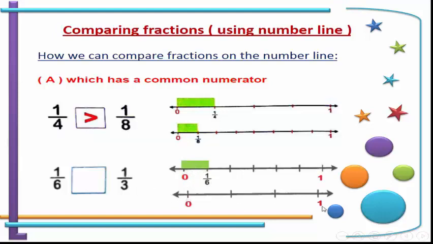Third. Start with 0 and break the number line into 3 equal parts. 1, 2, and 3 over 3 is written as 1. So 1 over 3 is right here. After 0 is 1 over 3. Okay? So 1 over 6 is smaller than, and 1 over 3 is greater.